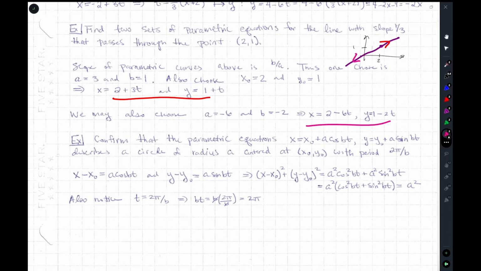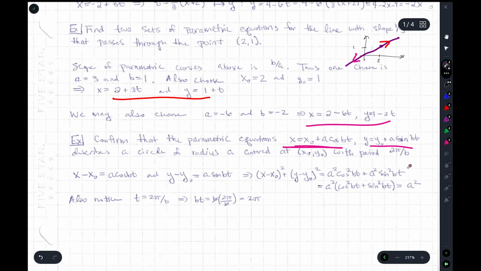Let's also look at descriptions of circles. We want to show that what we have there for parametric equations gives you a circle, with period 2 pi over b. How do we do that? Well, we'll just take each of these equations, subtract x naught from the right hand side, and do the same thing with y naught, and we end up with these equations here.